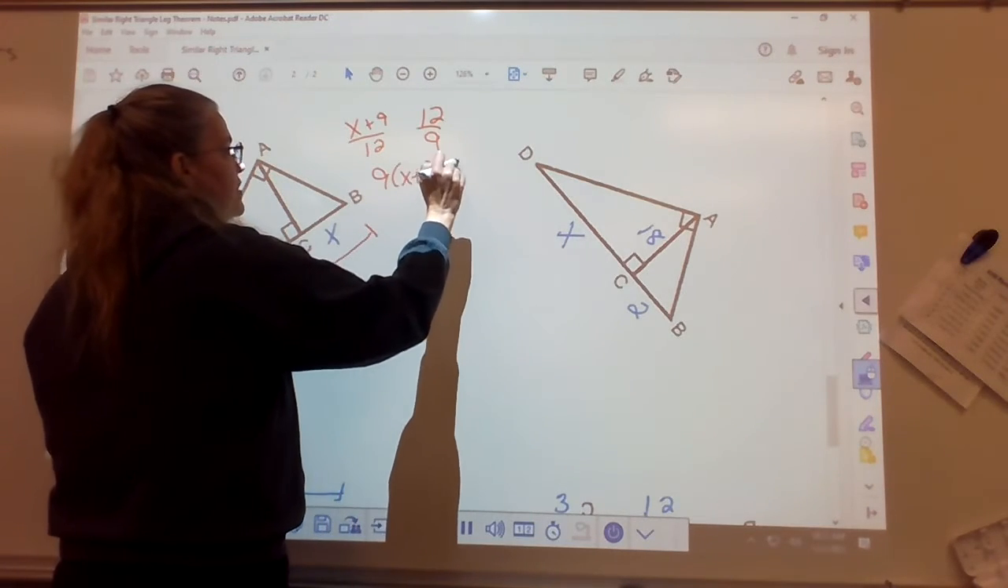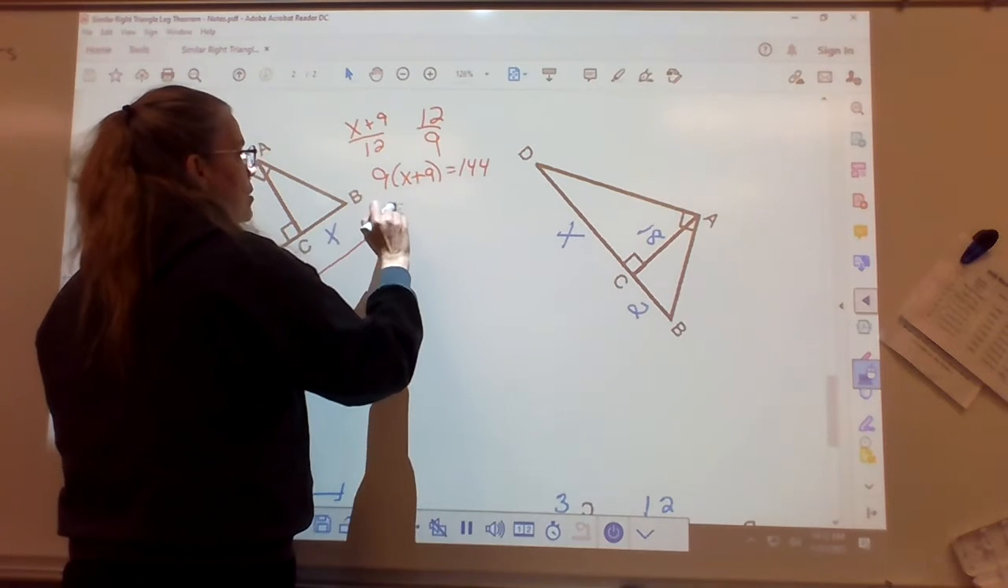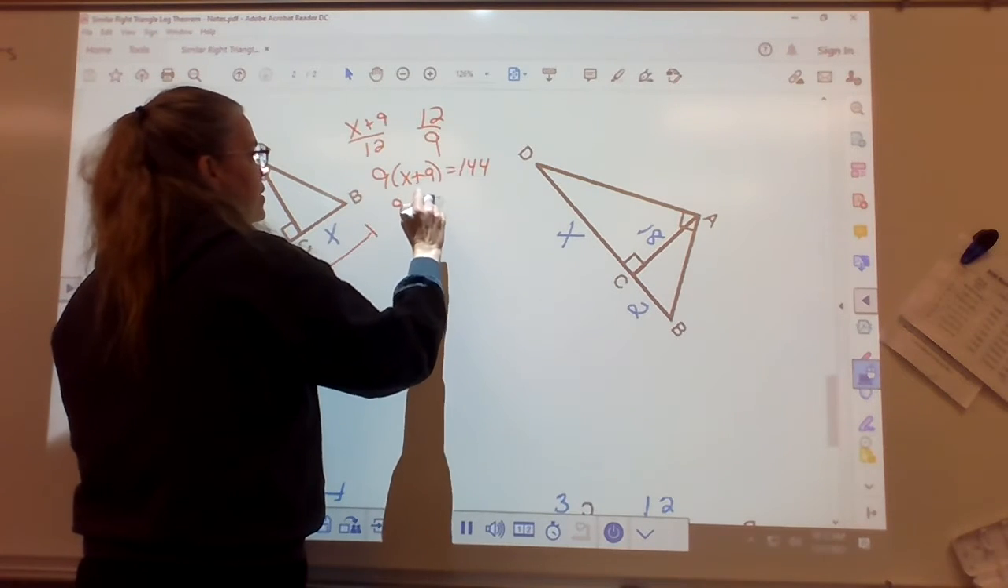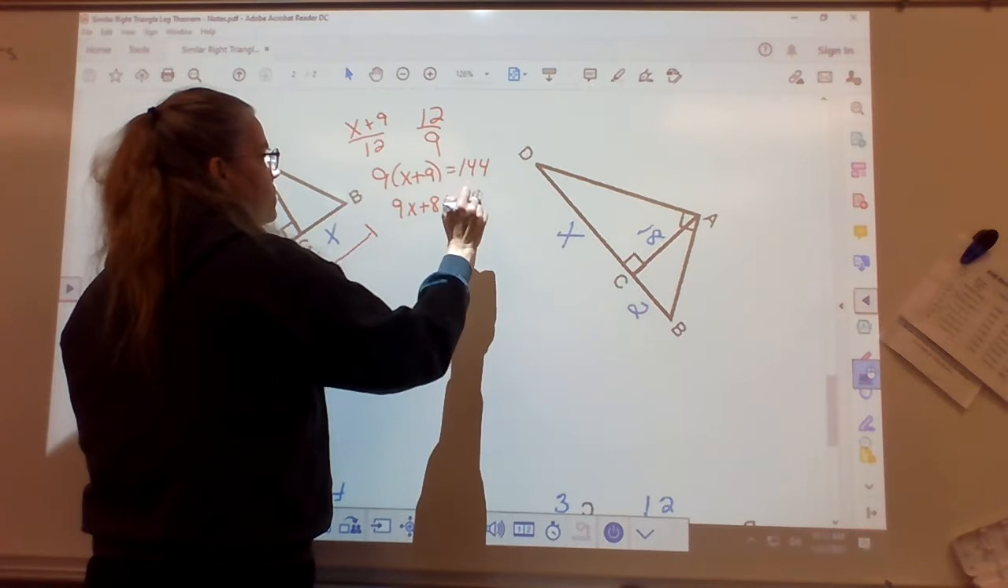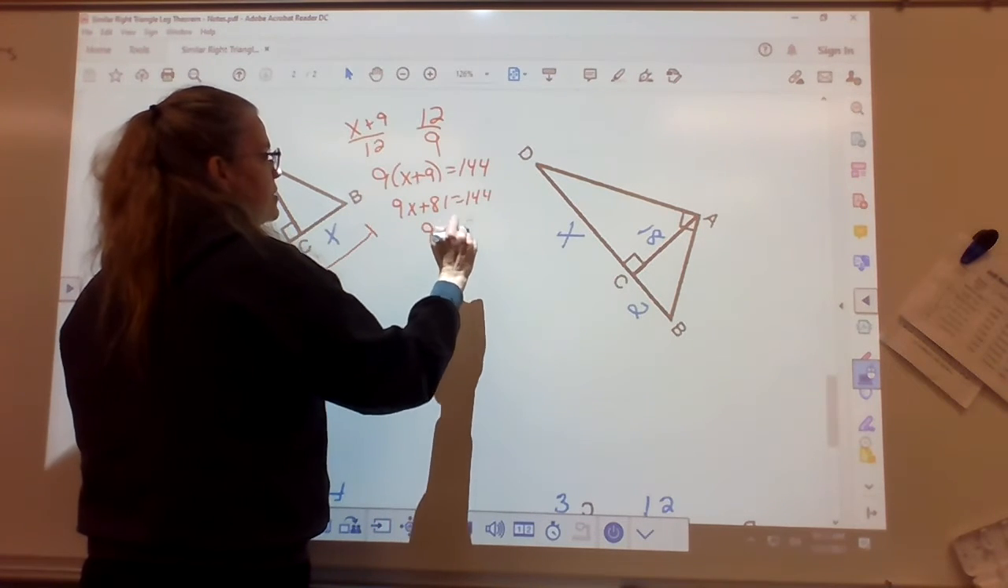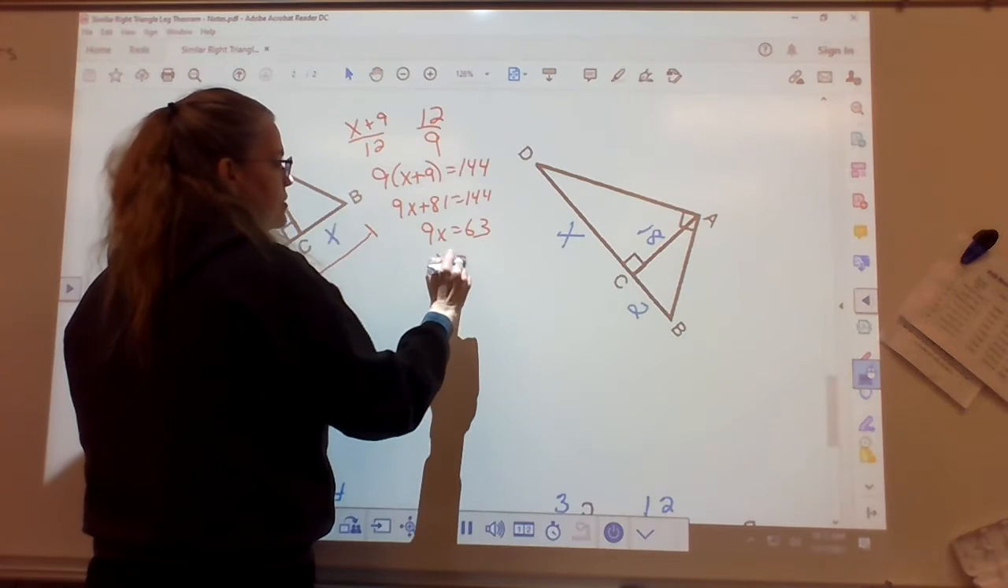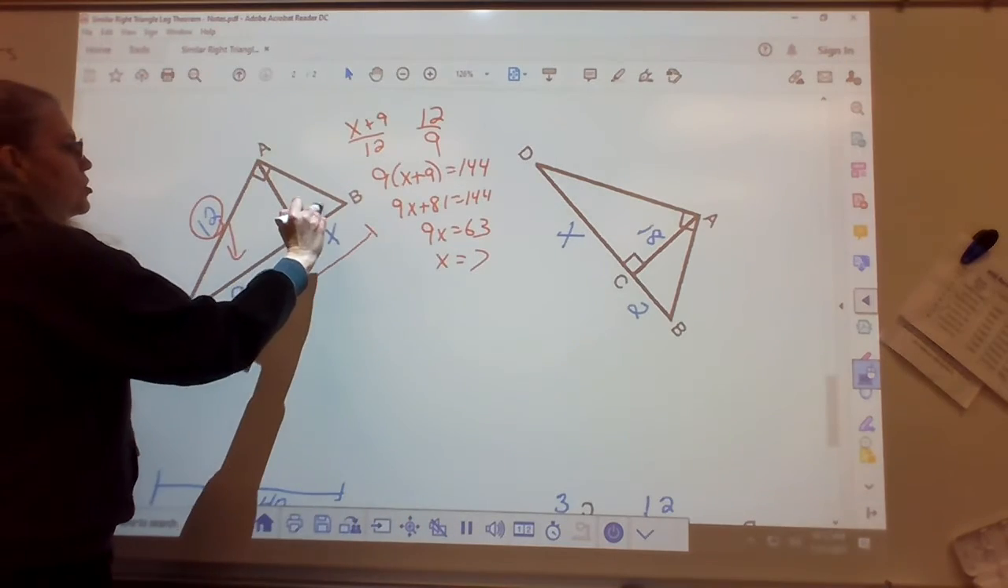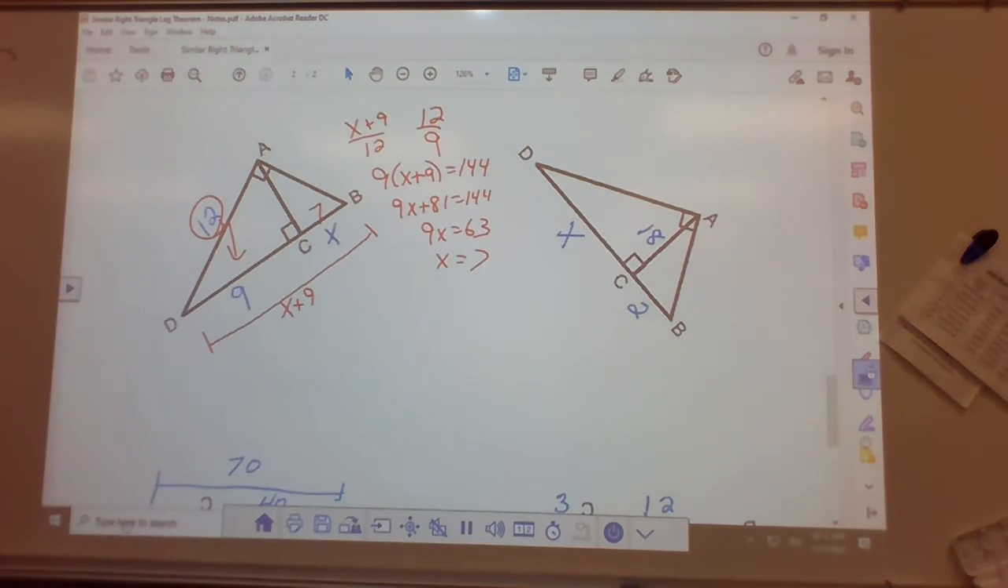Make sure you put parentheses so you can distribute. So 9x plus 81 equals 144. Subtract the 81. 9x equals 63. This one actually comes out even. I get 7. So therefore, this piece here is 7.